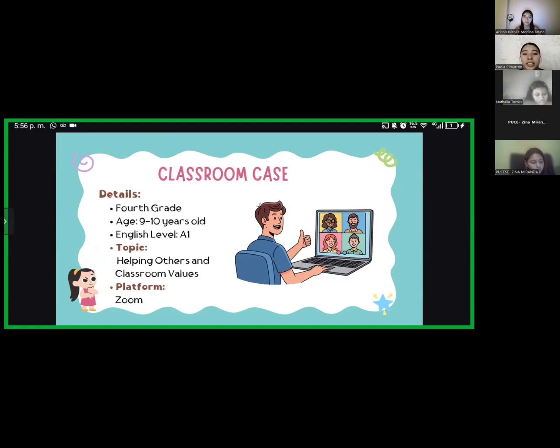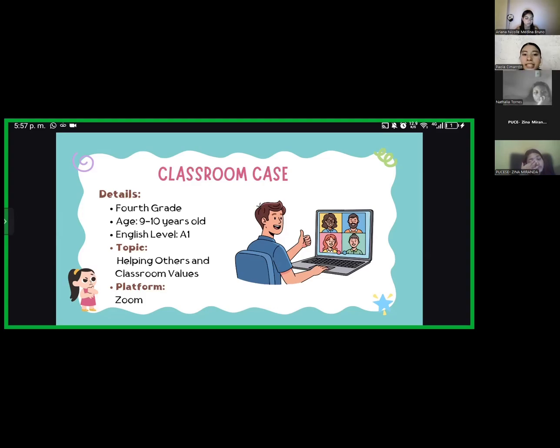Here, the teacher begins the class by greeting everyone in English. The teacher begins by reminding students to respond politely, mute their microphones when others are speaking, and use the raise hand button before they participate. This behavior has become a normal classroom routine because students understand its importance and have internalized these values.